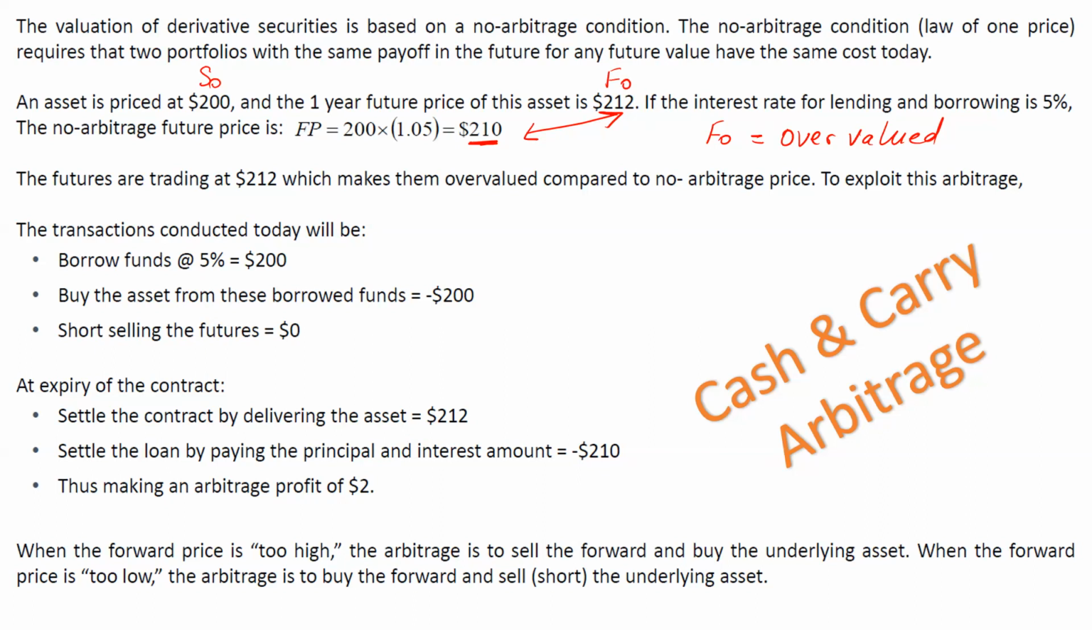So you are going to do some transactions today, and then you are going to do some transactions at the end of 1 year, because this is a 1 year futures contract. So the transactions that you will do today is you will borrow funds at 5%. So you are going to borrow 200. You are going to buy the asset in the spot market for the 200 that you are borrowing. So very similar to the gold example I have given you. You are borrowing 200 and then you are buying the asset in the spot market.